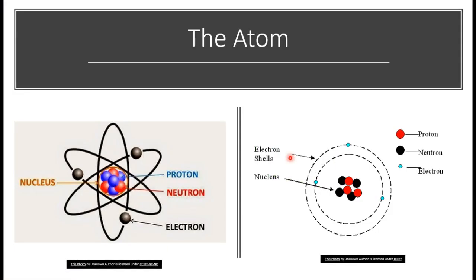There are other models out there of the atom. So here on the left, we have a model. It looks slightly different, but in the middle is the nucleus, and this is where the protons and neutrons are found. Then on the outside, we have our electron shells, and these black circles are our electrons. They're on the electron shells. Or over here, we have the electron shells, these circles, and these little blue dots, they are my electrons. Then in the center, we have our protons and neutrons.